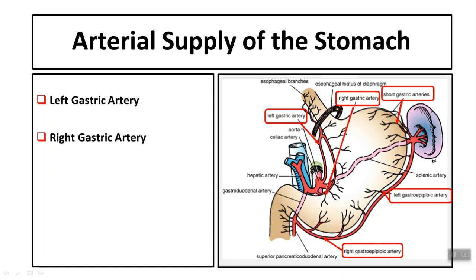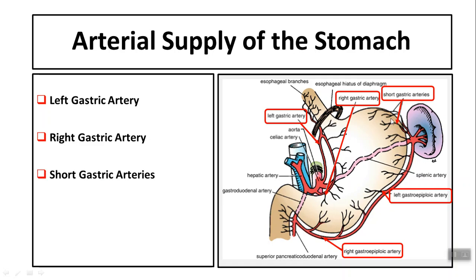The right gastric artery is a branch from the hepatic artery. This is the right gastric artery. It is a branch of the hepatic artery, which is a branch of the celiac trunk. Also, it passes in between the two layers of the lesser omentum to anastomose with the left gastric artery and supply the lower right part of the stomach.